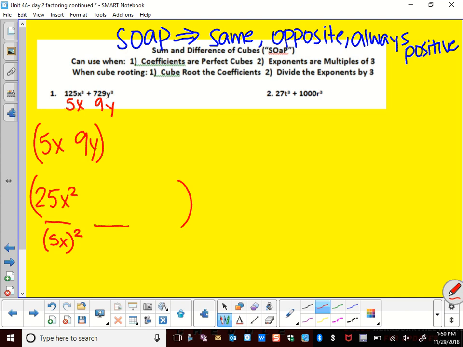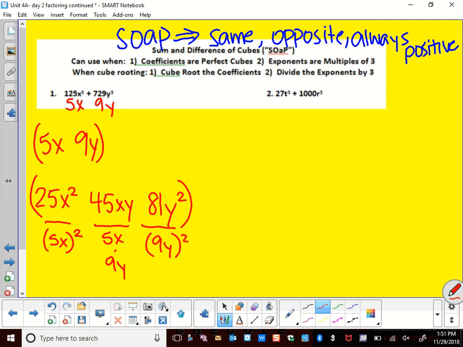My middle number, we multiply them together. So what is 5x times 9y? 45xy. My last number, I square the last number. So what is 9y squared? 81, and then y squared. Don't forget your variable.